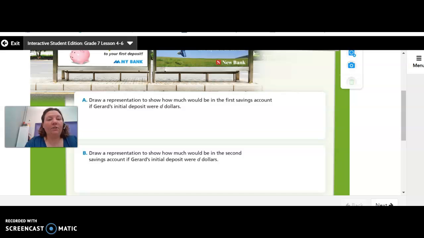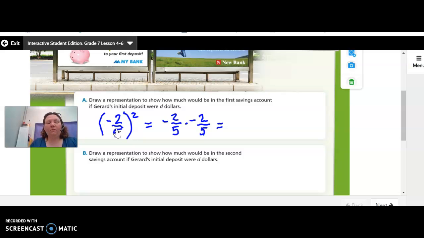That video is attached to your Concept 10 student guide if you need to go back and review the examples from yesterday's lesson on exponents and fractions. And so if we have negative 2/5 squared, you'll recall from yesterday's lesson that squaring is the same as multiplying by itself. And so negative 2/5 squared is the same as negative 2/5 times negative 2/5.